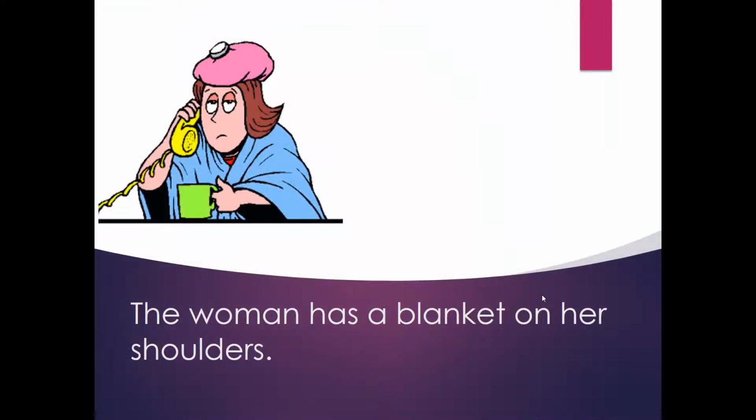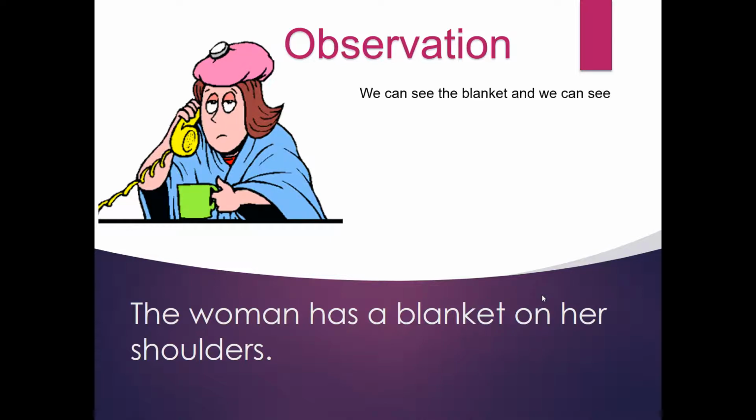All right, so here's the same woman. The woman has a blanket on her shoulders. Is this an observation or is this an inference? All right, so this is an observation. You know why? Because we use one of our five senses to determine that. Our sight, right? We can literally see the blanket on her shoulders. So it's a fact, right? So that's an observation.